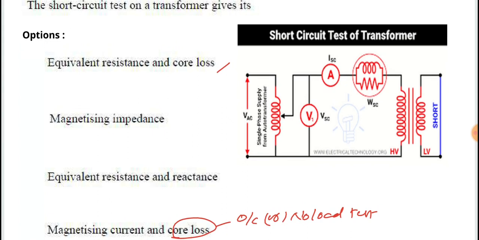Now see here, you can see the diagram here. Here we are applying the variac, the auto transformer, we are supplying the short circuit voltage, ISC the short circuit current, and WSC the wattmeter reading here. So from this wattmeter reading and the current and voltage readings, we can find the resistance and the reactance components of this equivalent circuit. So the answer will be equivalent resistance and reactance here. When you have done the short circuit test on a transformer in the laboratory, you calculate this with the help of the short circuit current, short circuit voltage and short circuit wattmeter reading.